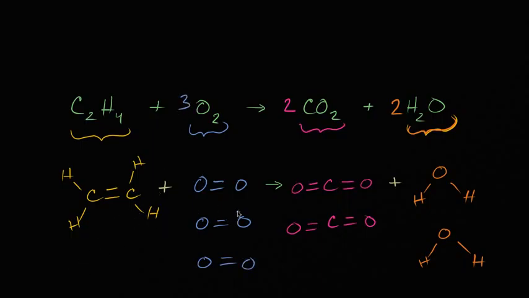We have 2 carbon atoms on both sides. We have 4 hydrogen atoms on both sides. Here they're in the ethylene, here they're in the waters. And then we have 6 oxygen atoms on both sides. And here, some of the oxygens are in the carbon dioxides, some of them are in the waters, and here they're all in the molecular oxygens. But notice, we didn't change the actual structure of the molecules. We just changed the number of molecules we have, and that's what these coefficients in front of these molecular formulas represent.